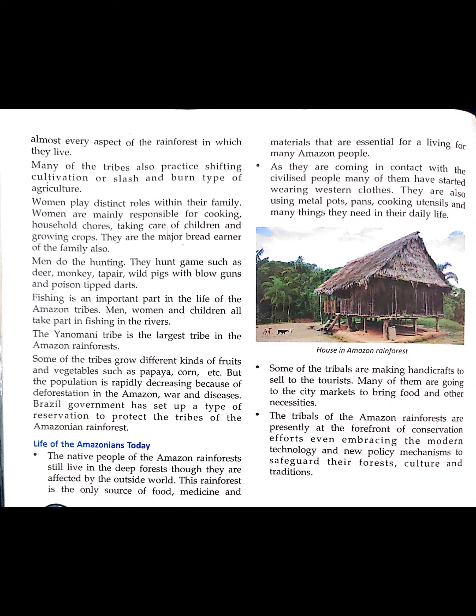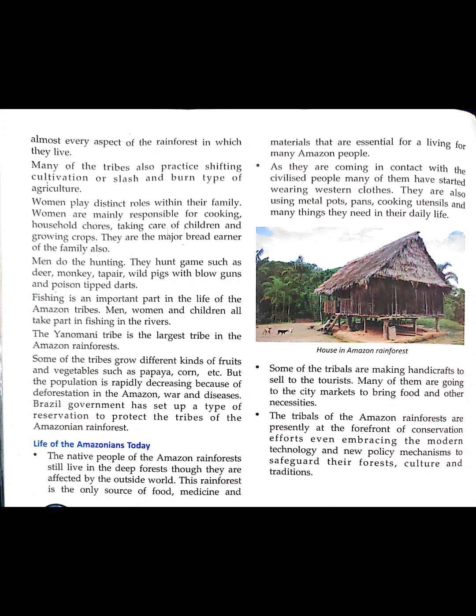The Yanomami tribe is the largest tribe in the Amazon rainforest. Some of the tribes grow different kinds of fruit and vegetables such as papaya, corn, etc. But the population is rapidly decreasing because of deforestation in the Amazon, war and diseases. The Brazil government has set up a type of reservation to protect the tribes of the Amazonian rainforest.